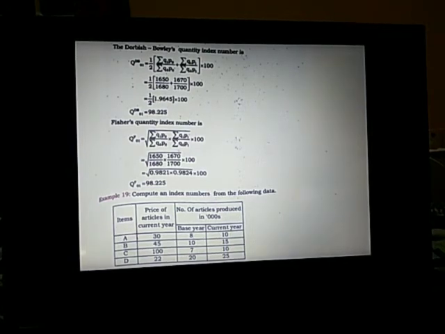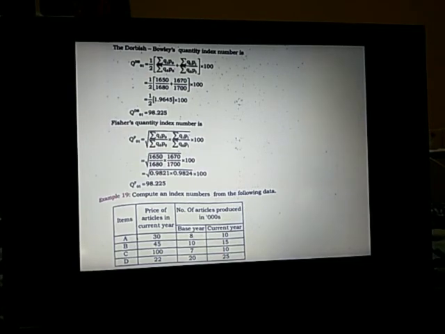And Fisher's quantity index number is given by root under summation Q1 P naught divided by summation Q naught P naught into summation Q1 P1 divided by summation Q naught P1, into 100. Again we have all these values already calculated in the table. We will substitute it and we get 98.225.